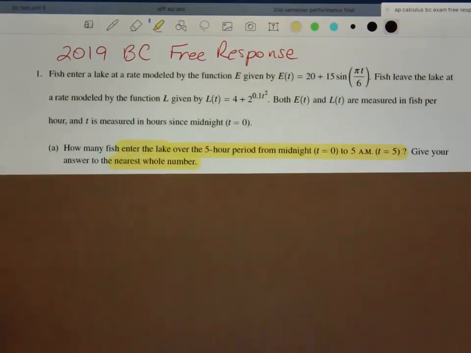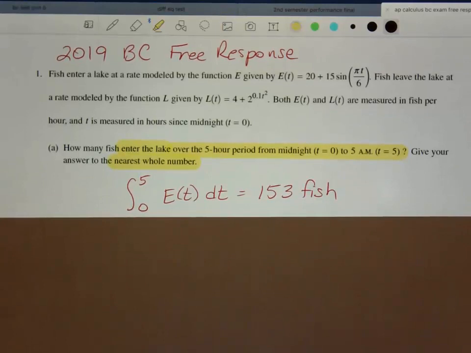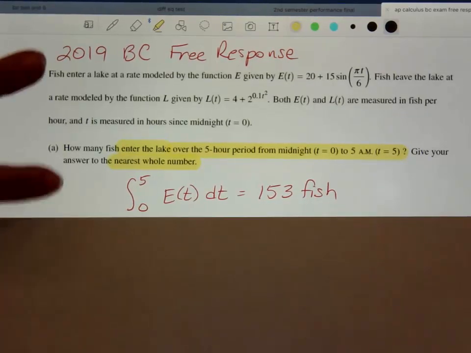Because the grading scale hasn't been decided yet, last year if you forgot to round, they didn't count off, but they prefer that you do because it's only asking for how many fish enter. We're going to integrate from 0 to 5 of E of t dt, which comes out to be 153 fish.